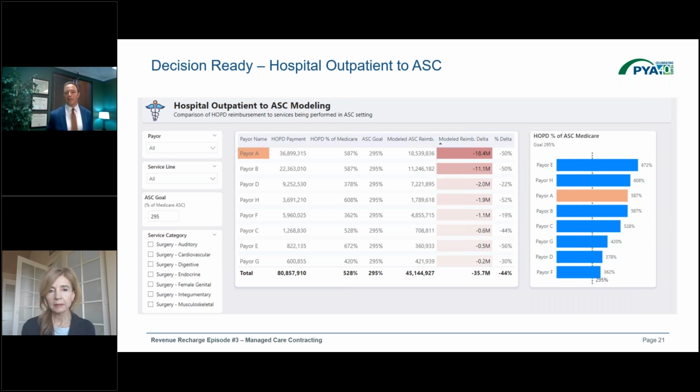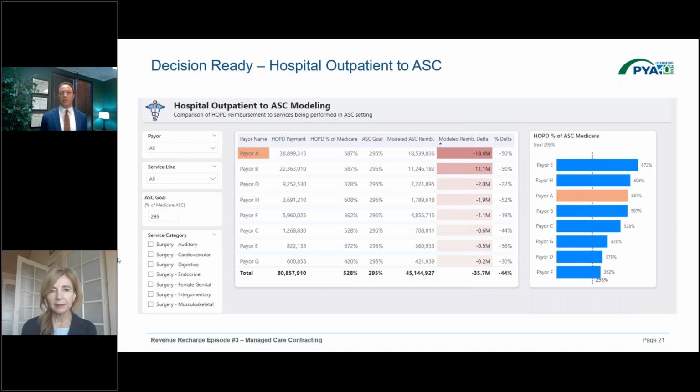As we then drill down into the dashboard further, it's not shown on this page, we're looking at the mix of specific services. You can see the filter for service category. We're able to look at specific surgical services and to evaluate differences that exist in the reimbursement between the two settings.